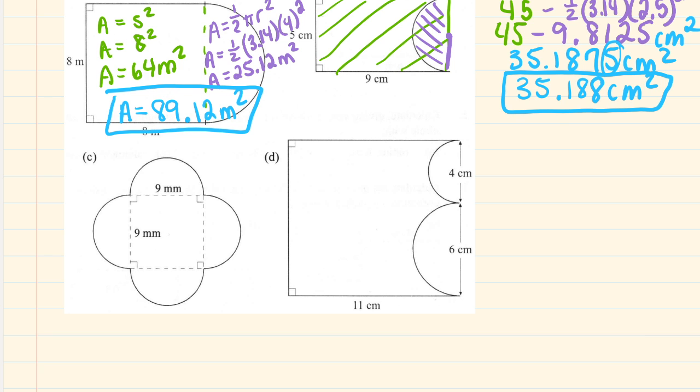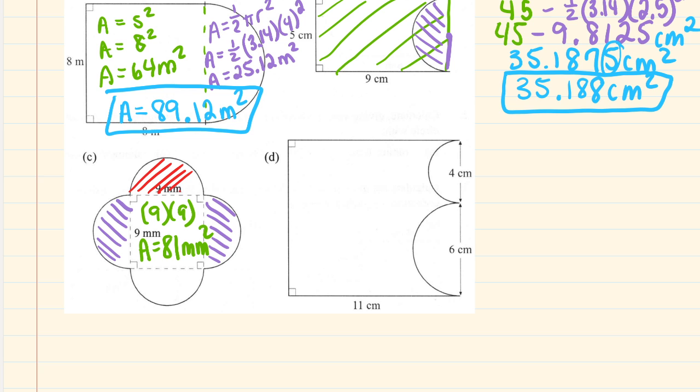Okay, C, we've got a square in the middle, and that's easy enough. Side times side, 9 times 9 is 81 square millimeters. And then if you look here, there's a semicircle on the left and a semicircle on the right. Well, if you would smush those together, it's really just another circle, a full circle. But we've actually got 2 circles, because here's the top of a circle and the bottom of a circle. So we've got 2 circles, a purple one and a red one, that are exactly the same.